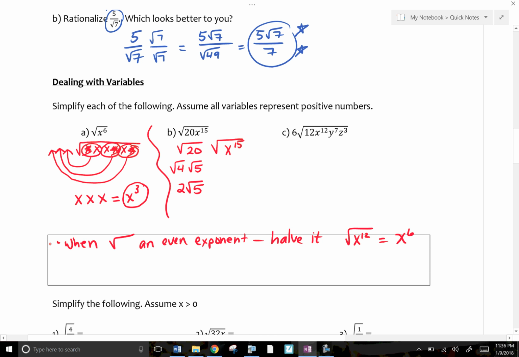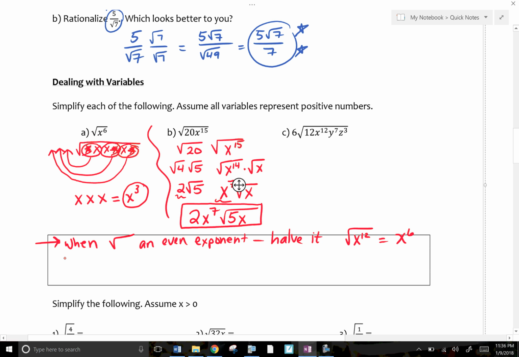So what we're going to do is try to get back to here. If I have an even exponent, I know I can cut it in half. Well, x to the 15th is the same as x to the 14th times x, right? X to the 14th times x would be x to the 15th. And x to the 14th is even, so I can cut that guy in half. And this x is all alone, it can't go anywhere. So a 2 and an x to the 7th are outside the radical, and a 5 and an x are inside the radical.